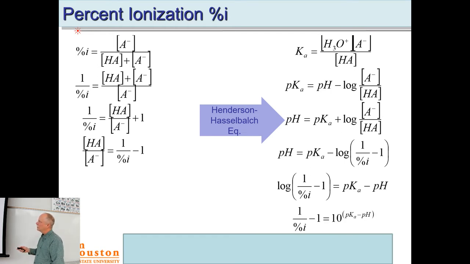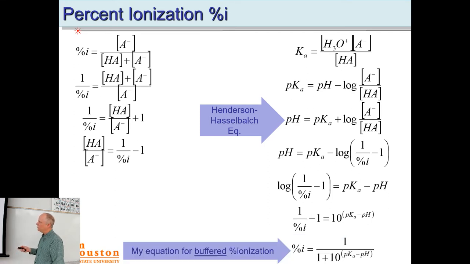And so I have the stuff in the middle, 10 to the difference of pKa minus pH. And now I can move that 1 over and I can invert the whole thing. So if I move that 1 over and I invert it, then I have percent ionization, and all I need to know is the pH and the pKa. So this would be the pH of the stomach or the colon or the small intestine, and that would be the pKa of the substance, written as an acid equation, and that would be the percent ionization of that acid. Okay. So this is the equation for buffered percent ionization.